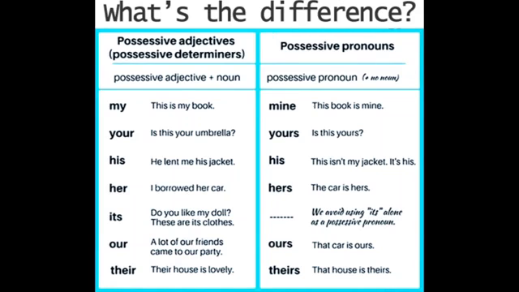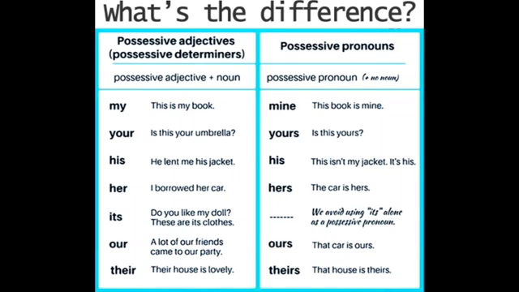So in this chart, you can see the difference between possessive adjective and possessive pronoun. If you observe it properly, you can note here that wherever there is a possessive adjective, it is placed just before the noun. My is put before book, your is put before umbrella, then her is put before car, his is put before jacket.